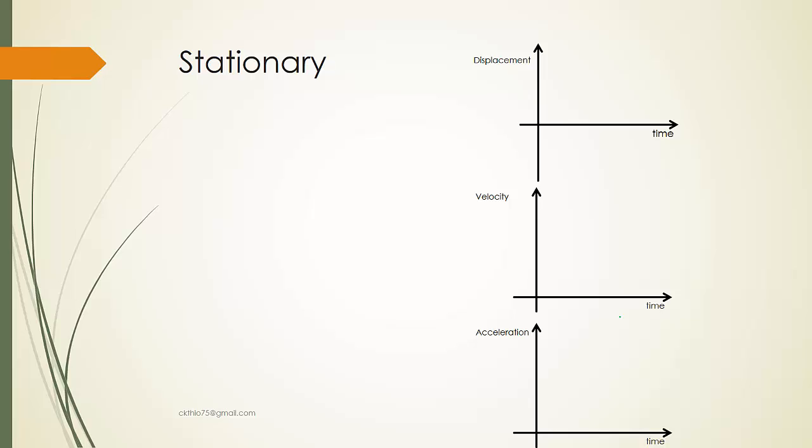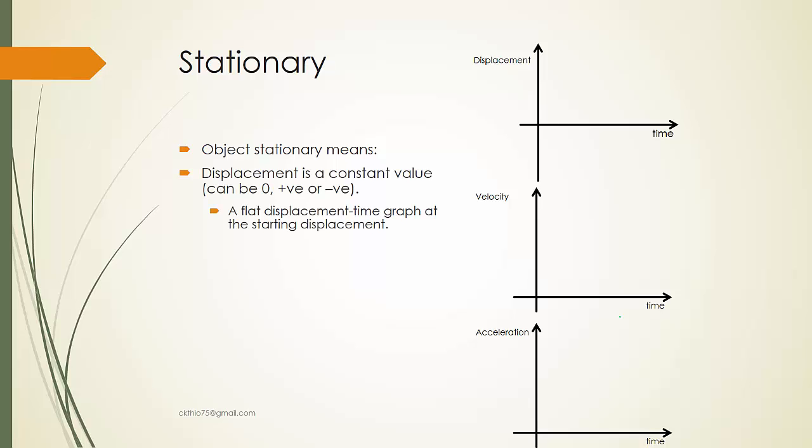Okay, so let's move on to a stationary object. It's relatively simple. A stationary object means the displacement is a constant value. It can be 0, positive or negative, but it always has the same pattern: a flat displacement-time graph at the starting displacement. So it's just a flat line. It could be positive, it could be 0, or it could be negative. All of this type of graph would have the same velocity and acceleration as illustrated.